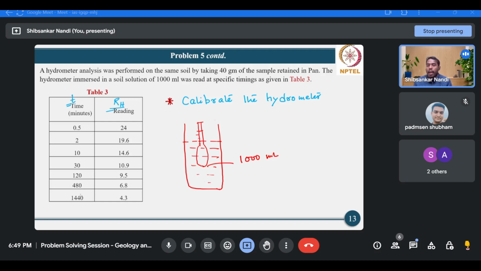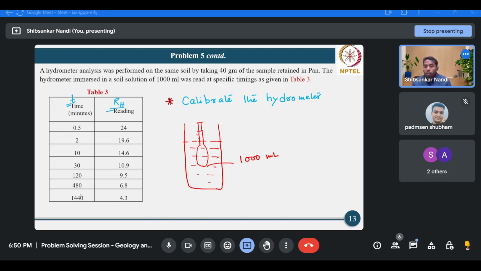You are basically having the reading. Now what will happen here? As the time elapses, the relatively coarser particles present in the soil suspension will settle. Employing the fundamentals of Stokes law, we can easily calculate how much percentage of this fraction is present inside the soil sample.